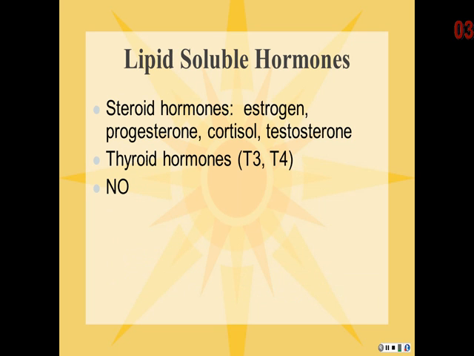Our lipid-soluble hormones include the steroid hormones, thyroid hormones, and nitric oxide. The steroid hormones are derived from cholesterol and include estrogen, progesterone, cortisol, and testosterone. The thyroid hormones include T3 or triiodothyronine and T4 or thyroxine. By being lipid-soluble, they are stored somewhat in body fat and their levels do not fluctuate as quickly.